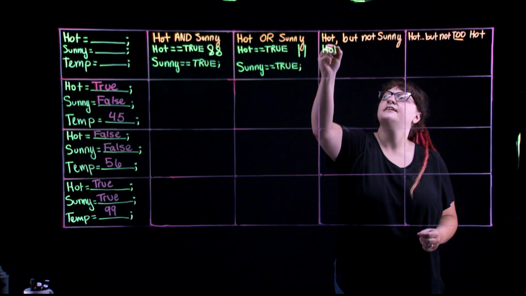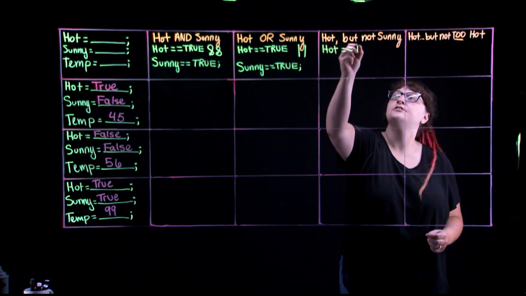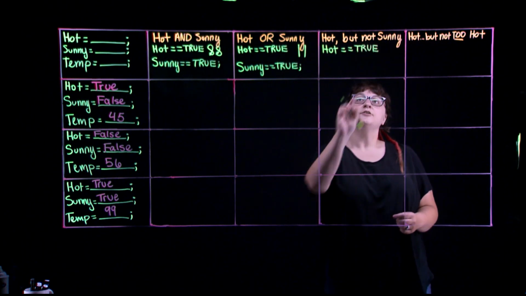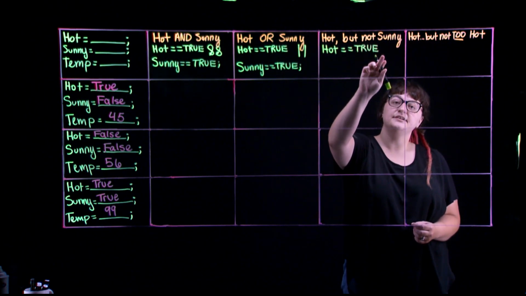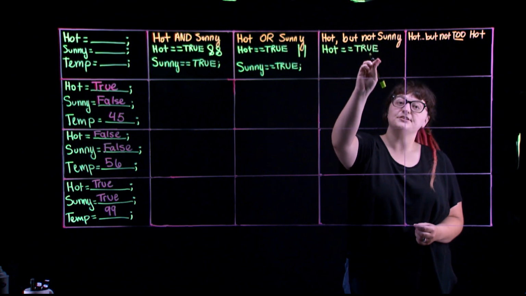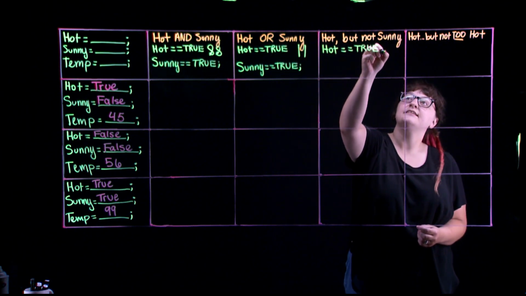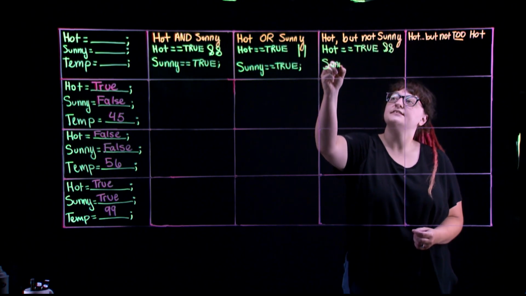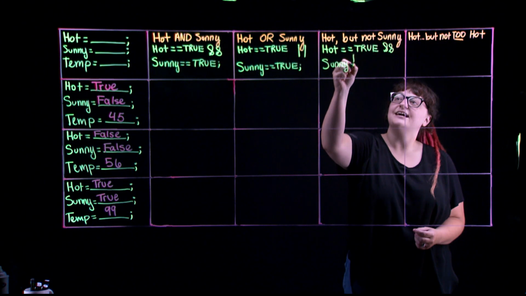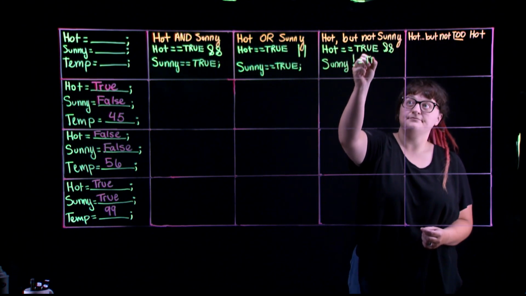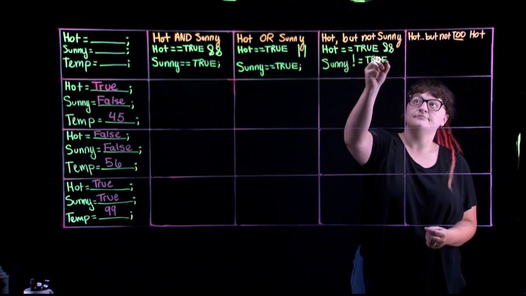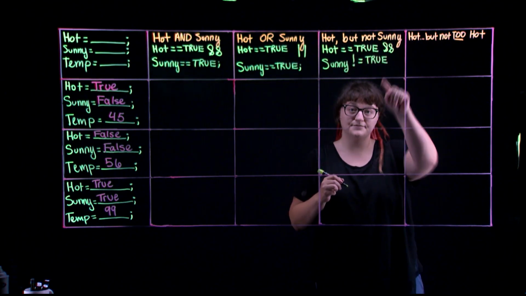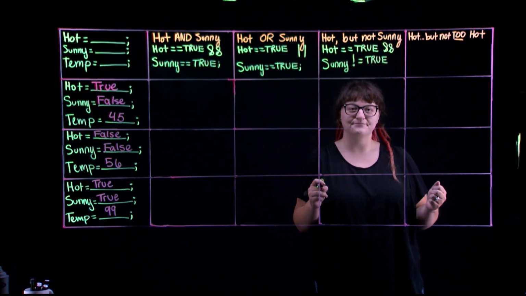So we get our hot equals true. Now, we could set this to hot equals true and sunny does not equal true. You could have also written this as sunny equals false. Either one's going to work, right?